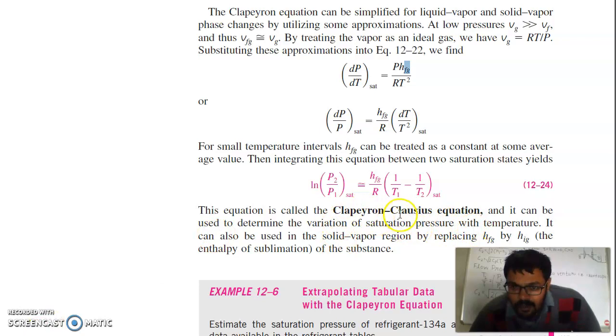In the steam table, this relation is very useful, which gives us the variation of saturation pressure with temperature. Whatever the pressure and temperature corresponding to saturation, you will get in the steam table. This can be produced from this relationship.